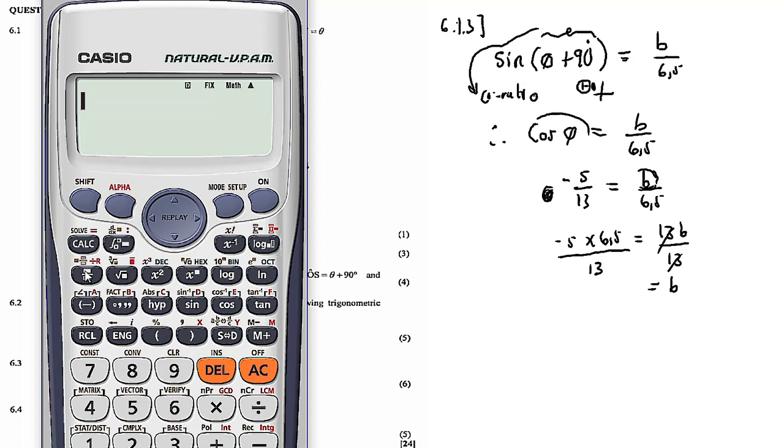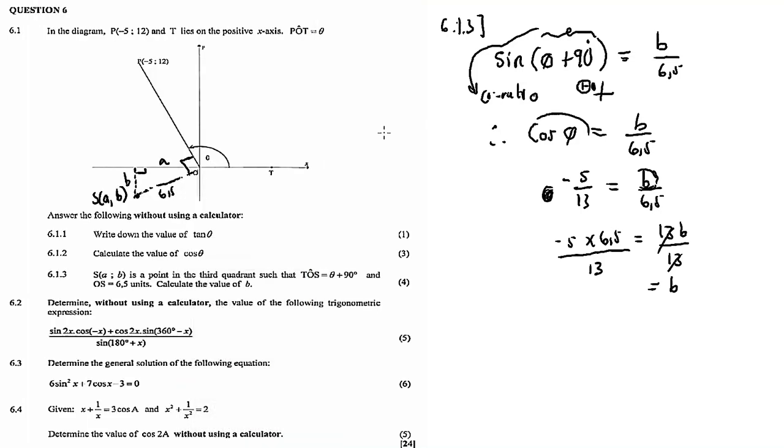But you can actually find the value for this sum without using a calculator. Just that I'm not good in decimals. So our answer is negative 5 over 2. Negative 5 over 2. So this is the value for B.